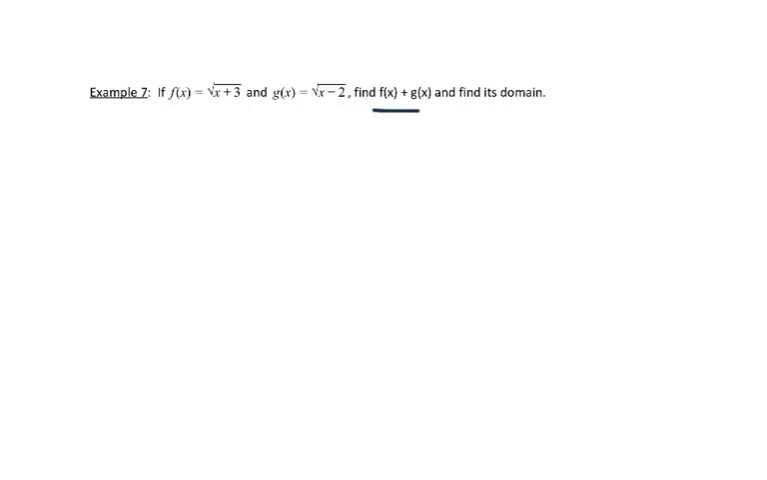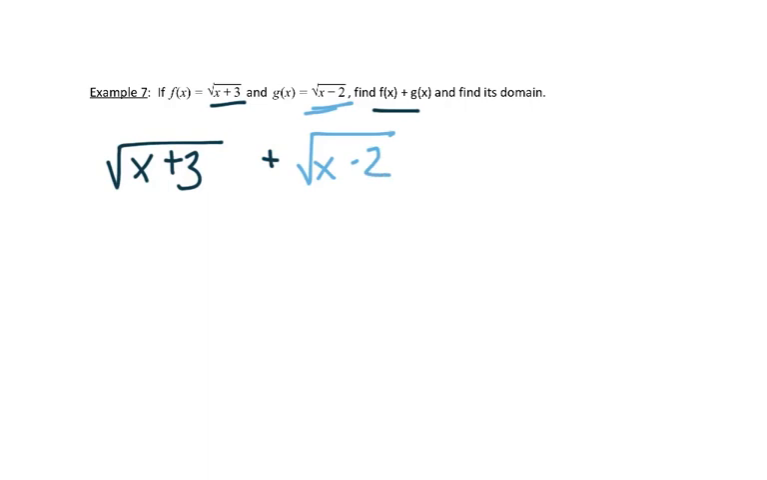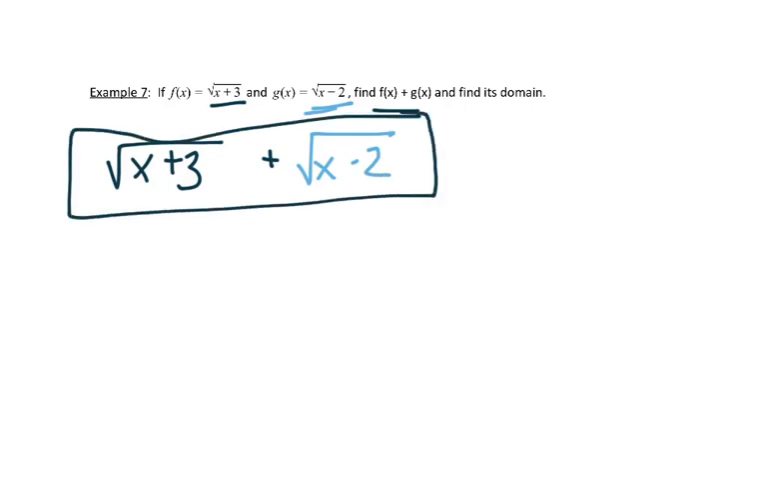Okay, so this wants us to find f plus g. So f is right here. We'd have square root of x plus 3. And put the plus sign between it. And then g is right here, which would be x minus 2. Now that we actually can't simplify, so that's our answer right there for f of x plus g of x. But now we need to find the domain.